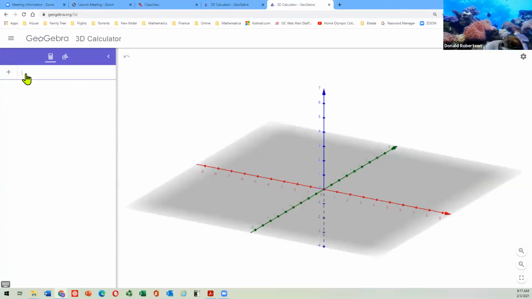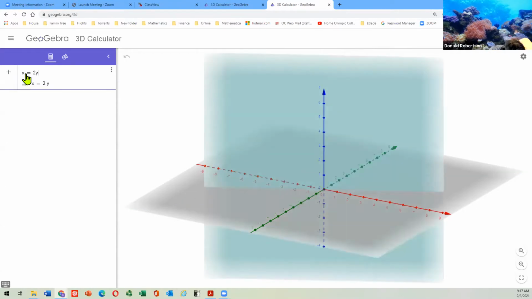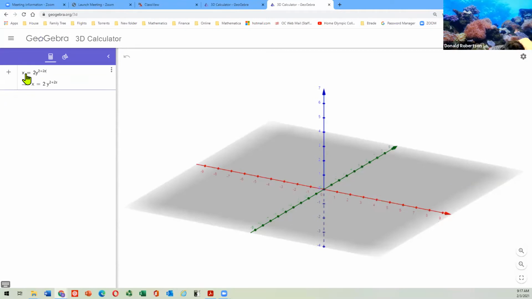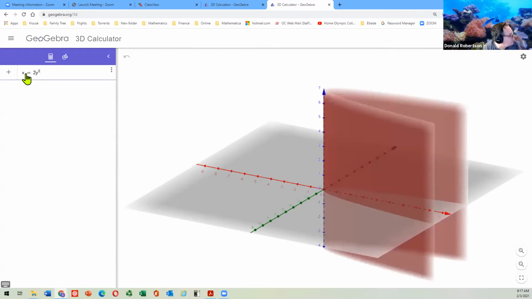Okay, so what I'm doing right now, well, actually, let's show you what I'm doing right now. This is very 3D and very visual, what we do. We've got x equals 2y squared plus 2z squared. And there we go.